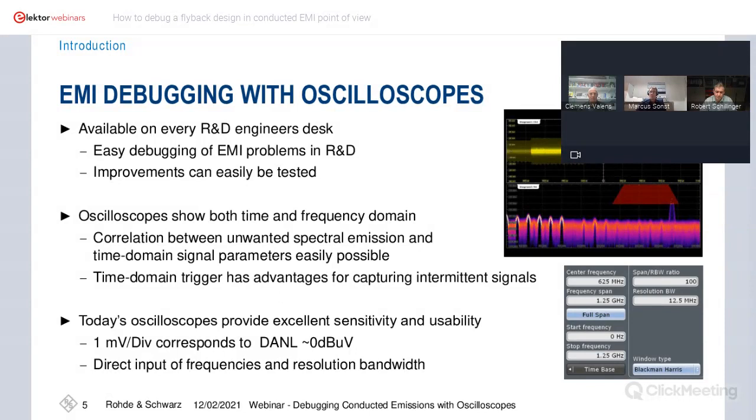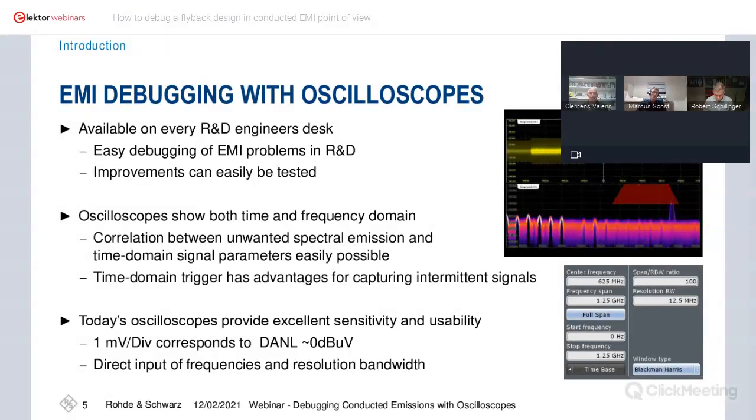And also the triggering can be enhanced. For example, of course, triggering in the time domain is still possible, but with some oscilloscope models it's also possible to trigger on frequency events, especially on the high value, high performance instruments. And last but not least, the user interface is nowadays very good. It's similar to a spectrum analyzer: start frequency, stop frequency, resolution bandwidth can be easily defined.